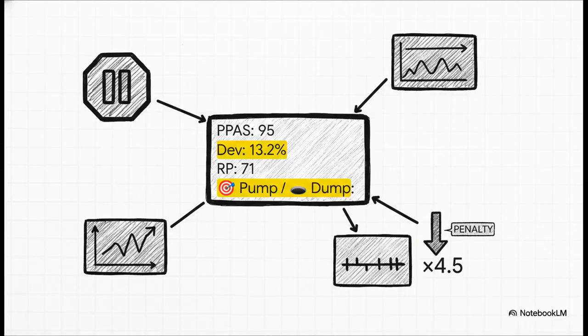The dev of 13.2% tells you why the score is so high. That's the deviation that's driving the penalty. The rebound probability is at 71, knocked down from its starting point of 100. And finally, you see those pump and dump targets? Those are basically volatility-based price projections, calculated using the coin's average true range, or ATR, to project potential targets.